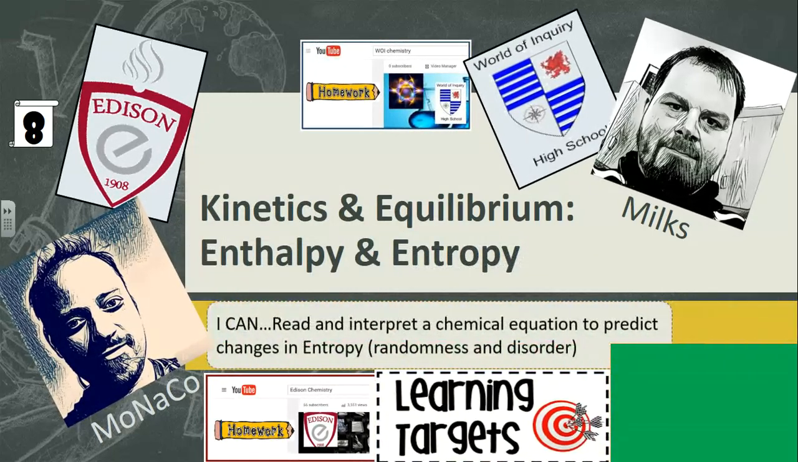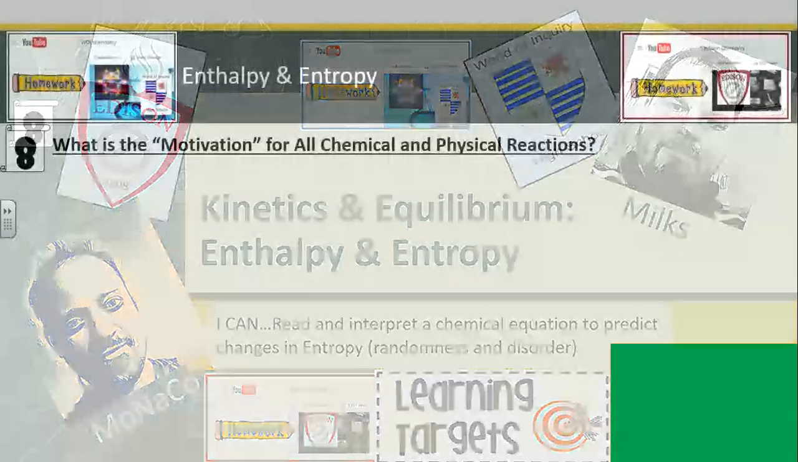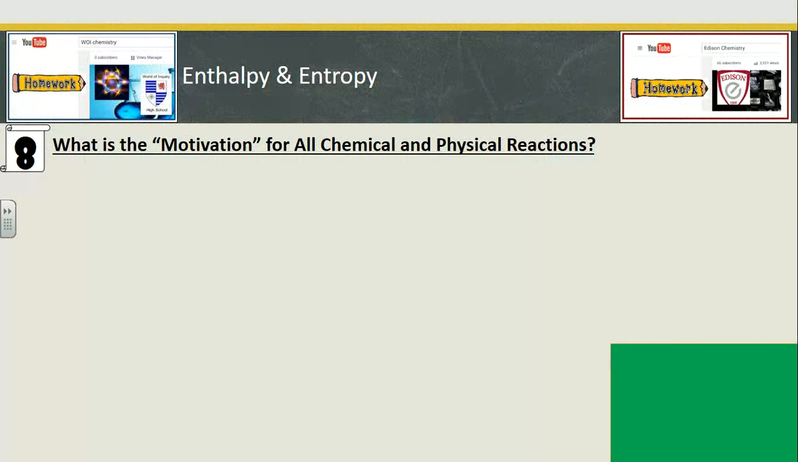Here we go. Enthalpy and entropy. Our learning target here is to read and interpret chemical equations to predict changes in entropy, which means randomness and disorder. So the things that we're going to be looking for are phase changes that create disorder and energies being released, which creates disorder. So, what is the motivation for all chemical and physical reactions?